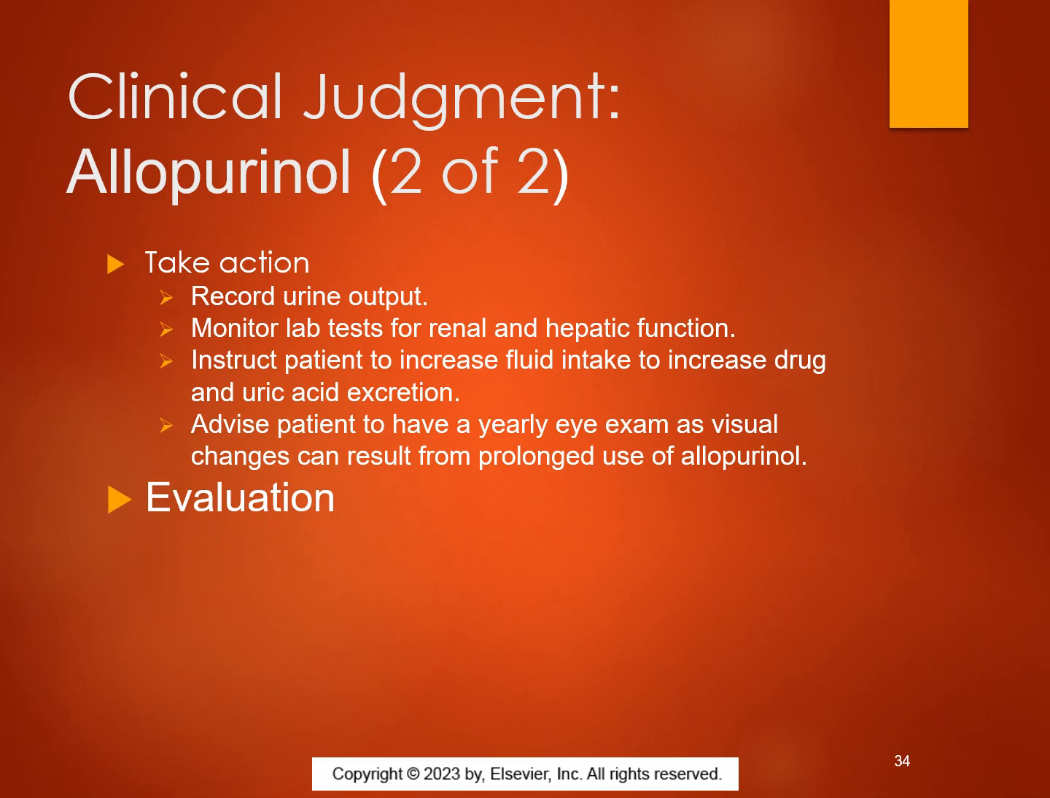So, clinical judgment for allopurinol, take action: record urine output, monitor lab tests for renal and hepatic function, instruct the patient to increase fluid intake to increase drug and uric acid excretion, and advise the patient to have a yearly eye exam, as visual changes can result from prolonged use of allopurinol.